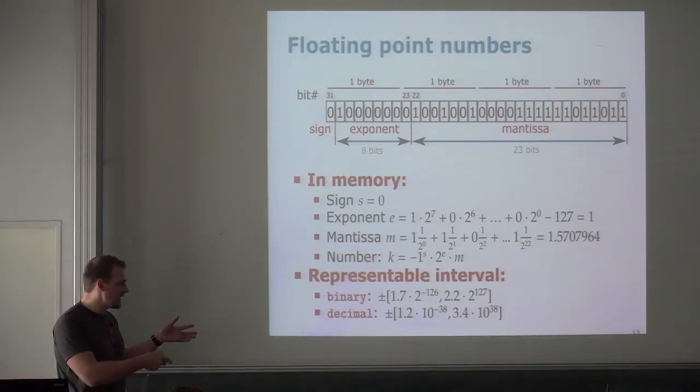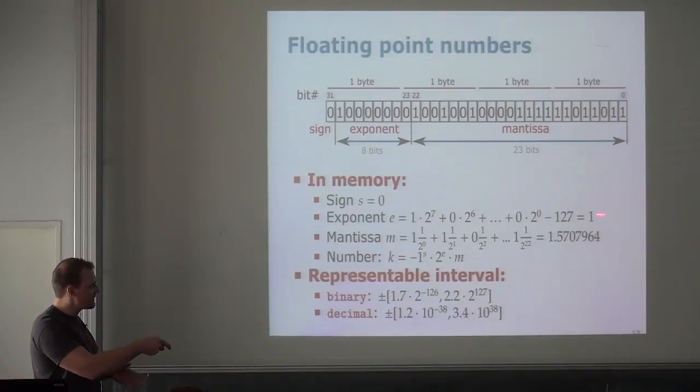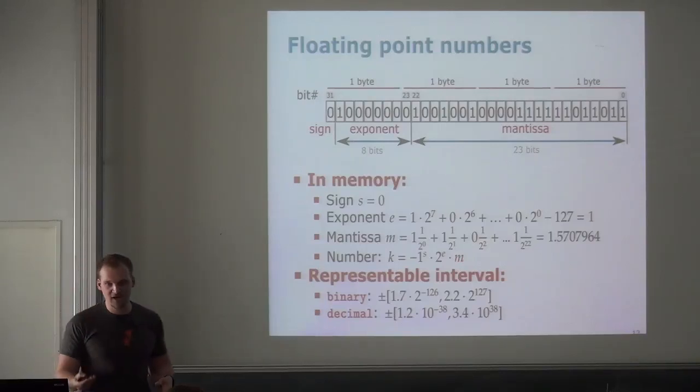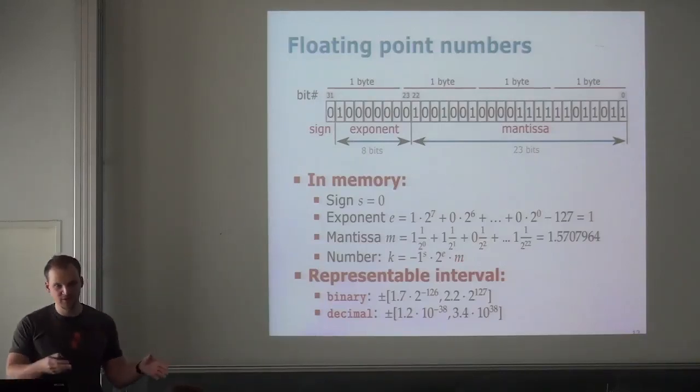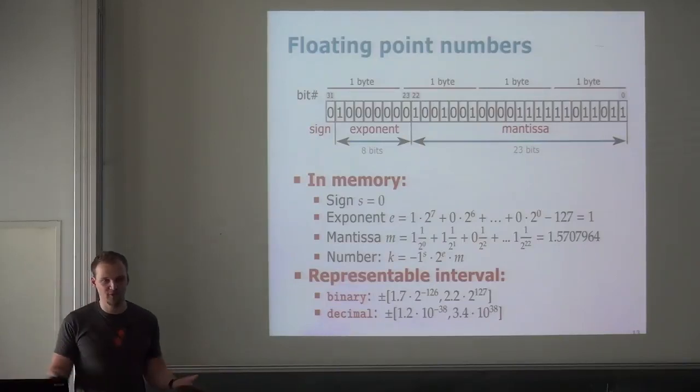So in this particular case, our exponent is 1, so this is just 2, this is 1, and this is 1.57 something, so exactly half of pi. So if we multiply 2 by half of pi, we get the whole pi.